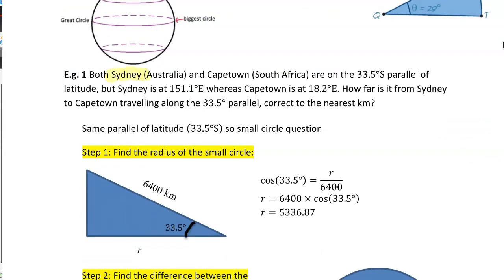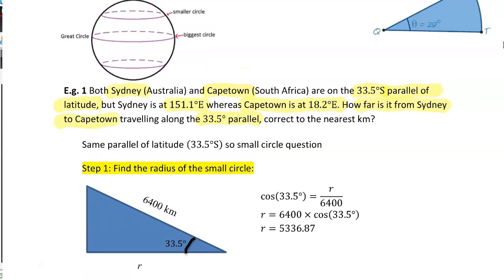So, both Sydney in Australia and Cape Town in South Africa are on the 33.5 degrees south parallel of latitude. So they're both 33.5 degrees south of the equator. And that's their latitude. But Sydney is at 151.1 degrees east. So that's their line of longitude. Whereas Cape Town is 18.2 degrees east. Okay, so how far is it from Sydney to Cape Town if you were just travelling along that line of latitude? So if you can imagine back here, if you're just travelling along that line of latitude between the two places, how far will it be?